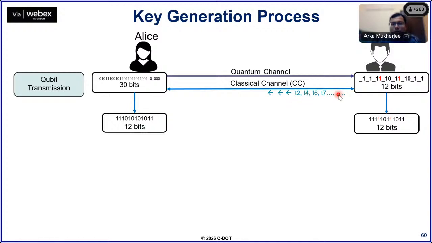the time values of these bits. Like if you see that it has not received anything in T1, it has received something in T2, again nothing in T3, and it has received something at T4. So it will reveal these time values like T2, T4, T6 and T7. Only these time values, it will not reveal whether it has received 1 or 0.